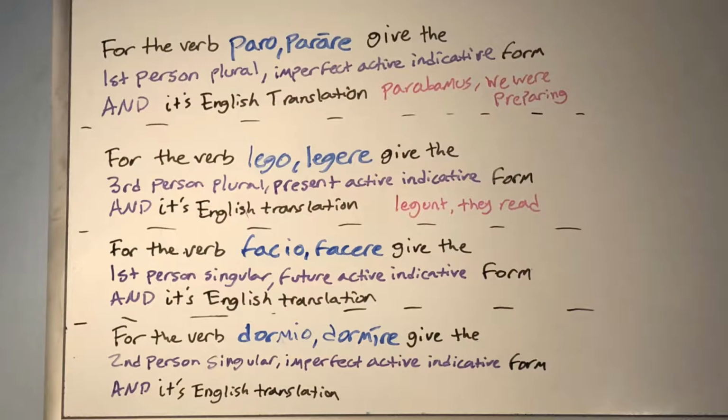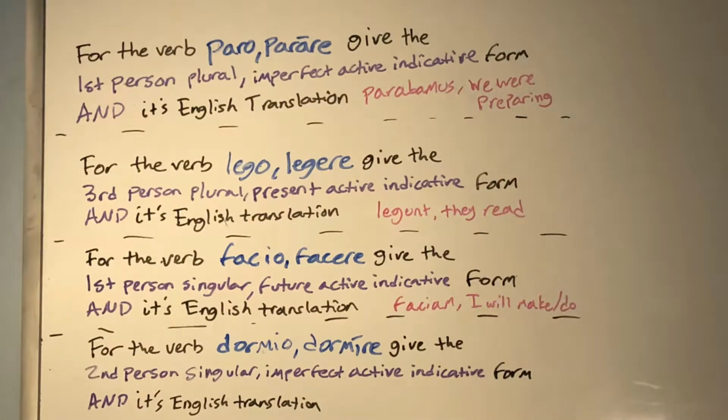So leg, that is our stem. Then we're going to add the unt. So our form is legunt. Since this is present tense, this would be is verbing, are verbing, and verbs. So the pronoun here is they, and then read, or they are reading. Both are acceptable translations. Now we move into the next one.